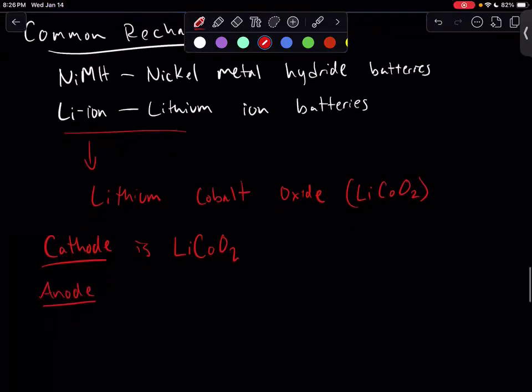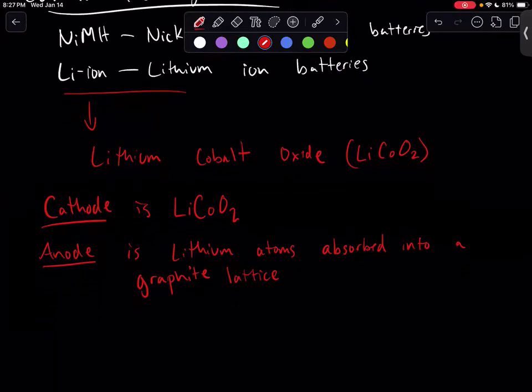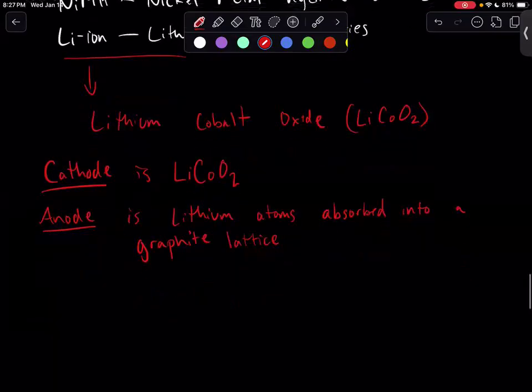The anode, however, is lithium atoms, and those are absorbed into a graphite matrix or graphite lattice. What you may remember about graphite from when we were talking about the different forms of carbon is that graphite is electrically conductive, and it will actually allow those lithium atoms to move through the lattice. And so that is the main two electrodes we're dealing with.